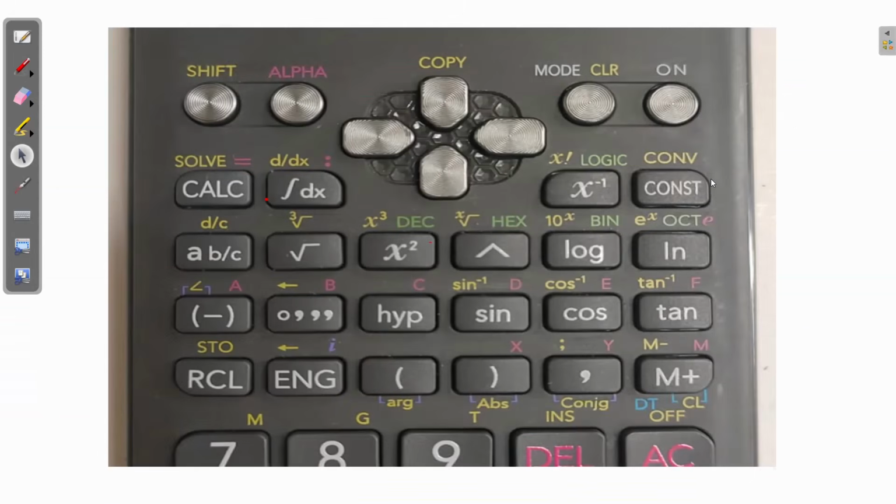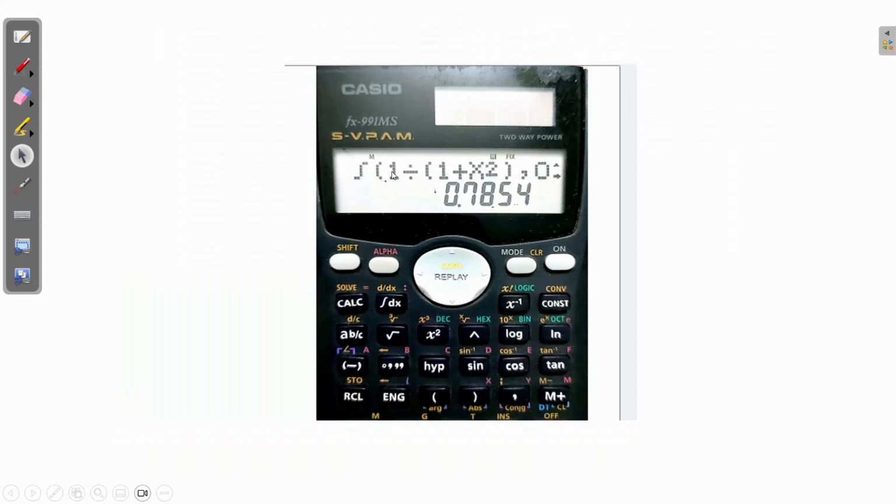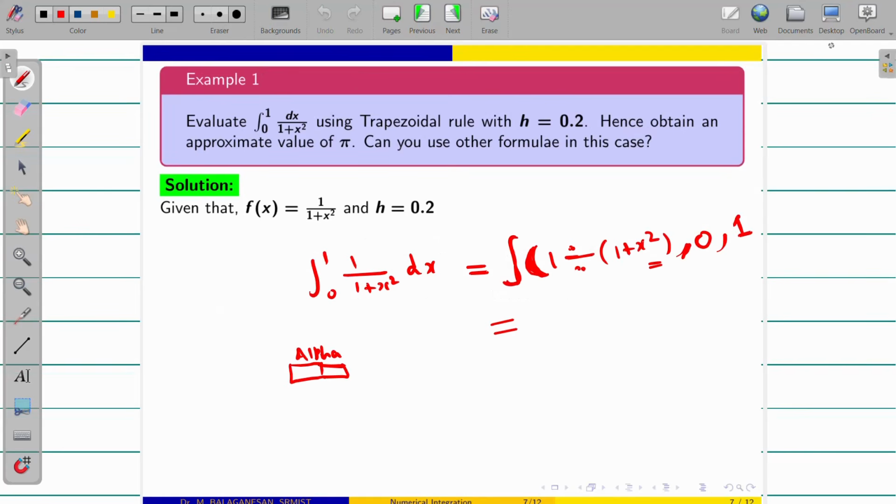I will show you now what will be the answer for this. Yeah, look at that integral symbol. One open brace will be there already. 1 divided by open brace again. If you are not using a brace here again, it will take 1 divided by 1 plus x square like that. So you have to use brace brackets very carefully. 1 divided by 1 plus alpha x square, close that brace, comma 0, comma 1. I have given it, press the equal to button. What is the answer we are getting? What is in the display? Could you see? Yeah, it is 0.7854.